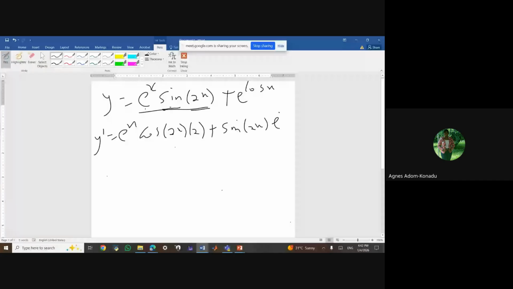When I differentiate sine 2x, I'll first differentiate the sine, which will give me cos. I'll maintain my angle, then I'll differentiate my angle, which will give me 2. Then plus, the derivative of e to the power x is e to the power x. So I'm done with this using product rule.